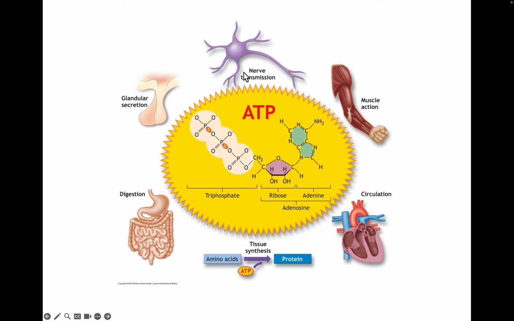It helps us transmit electrical signals down nerves. It helps fuel muscle action. It helps our body circulate blood throughout the body. It aids in digestion. It aids in different forms of glandular secretions. And it can help us create different tissue. One example of this is taking amino acids, and we can use ATP to build up these amino acids together to create protein. So ATP is used in many different situations in our body.